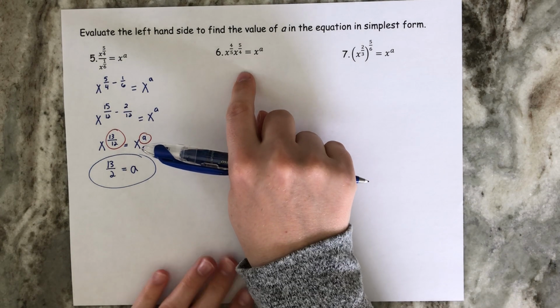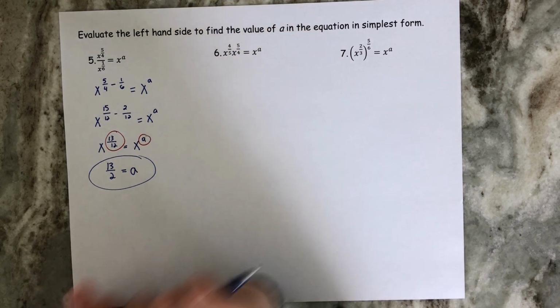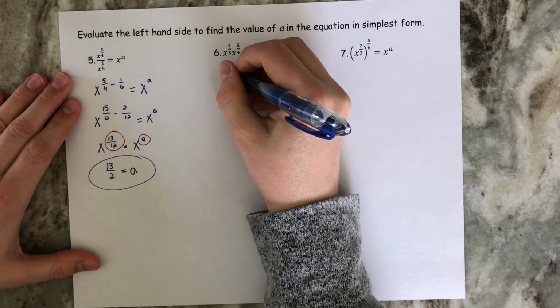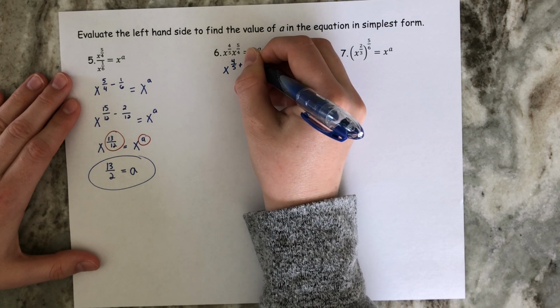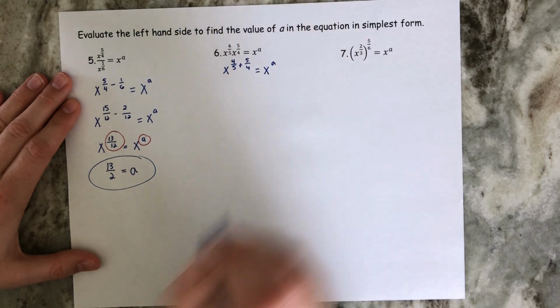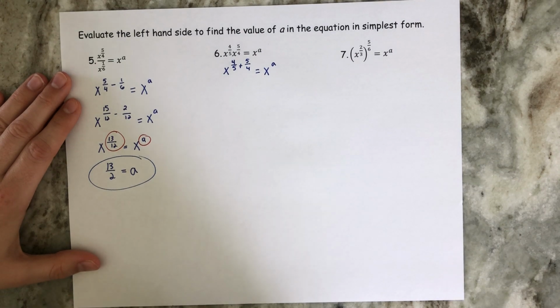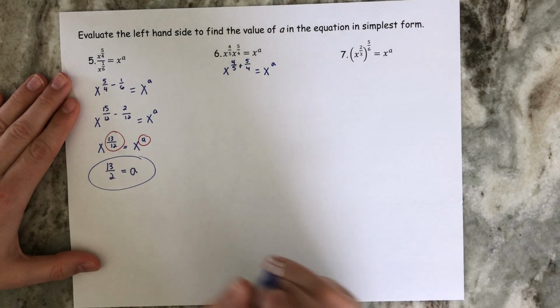If you have a problem like this, where you have two bases being multiplied with exponents, what we do is we add those exponents. So this is the same thing as x to the power of 4 over 5 plus 5 over 4, still equal to x to the power of a. Same thing as in the last problem, I need to get my common denominator first. My common denominator for 5 and 4 is going to be 20.